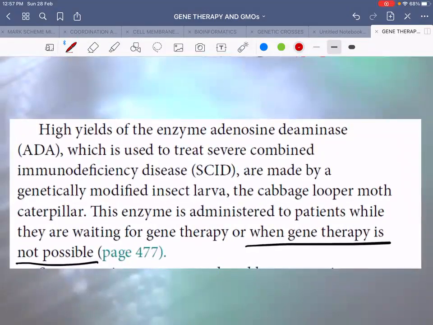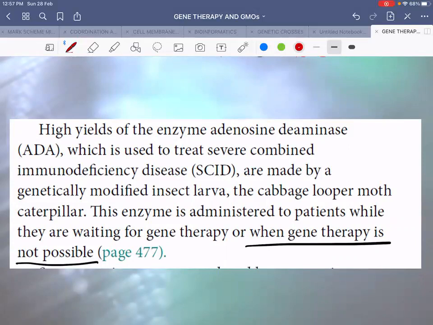Through genetic engineering, high yields of the enzyme adenosine deaminase, which is used to treat severe combined immunodeficiency disease, are made by a genetically modified insect larva, the cabbage looper moth caterpillar. This enzyme is administered, यानी हमने क्या किया, insect larva को genetically modify किया, so that this insect larva starts producing the enzyme. And then we can extract and purify the enzyme.